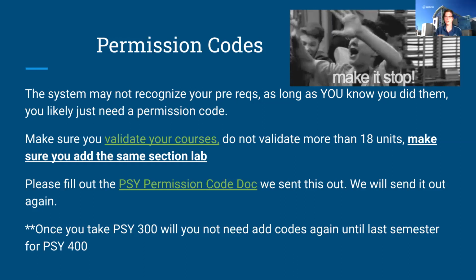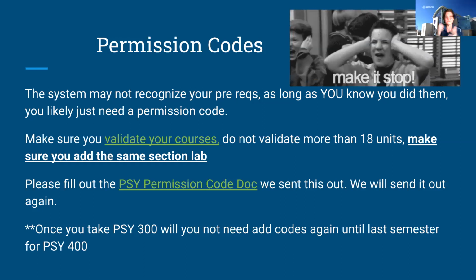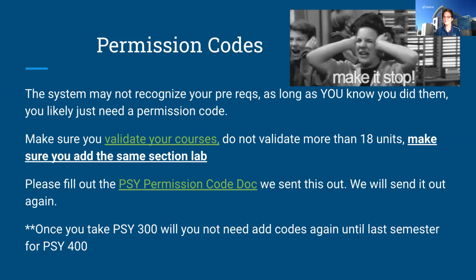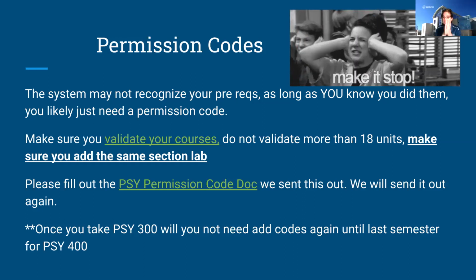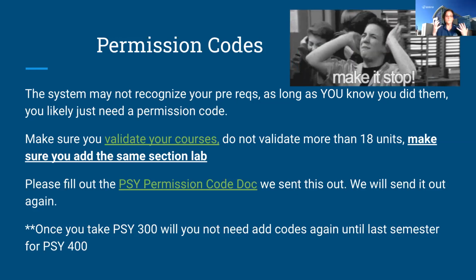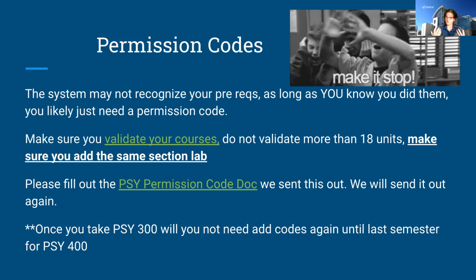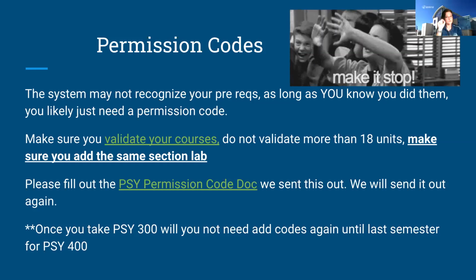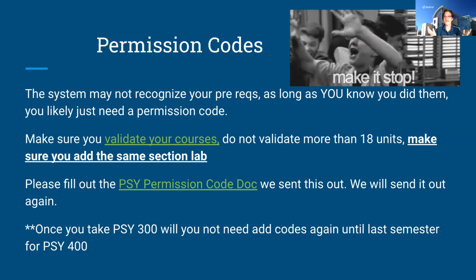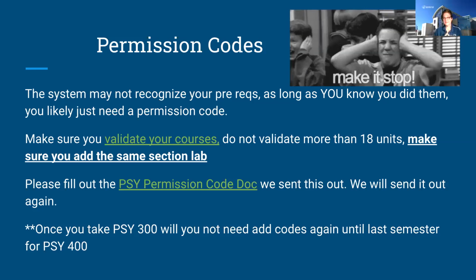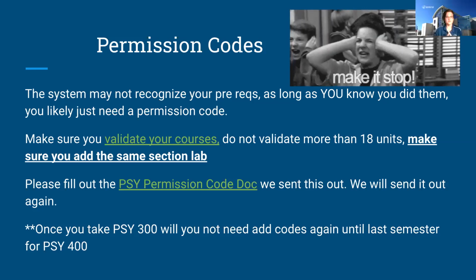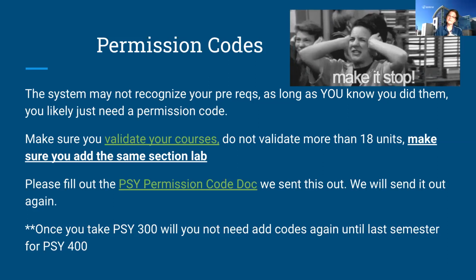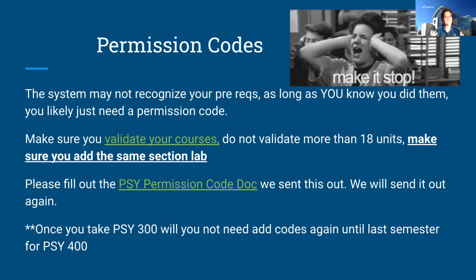I did turn on the permission code document yesterday, so it's ready to rock and roll. There are a few people that have already requested codes, so bonus to you, we will get them out to you. Make sure that you validate your courses. We're going to show you how to do that, but when you put your classes in your shopping cart, you can click a little button and validate, and it will tell you right then and there if you need permission codes. You just want to make sure that you're not validating more than 18 units, because you can only take 18 units a semester right now.